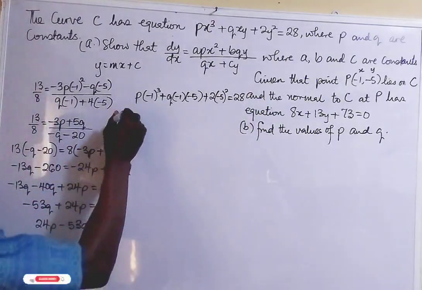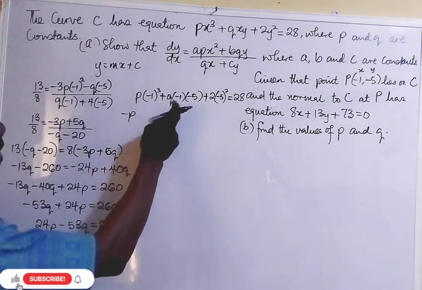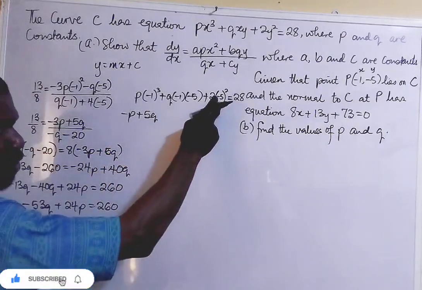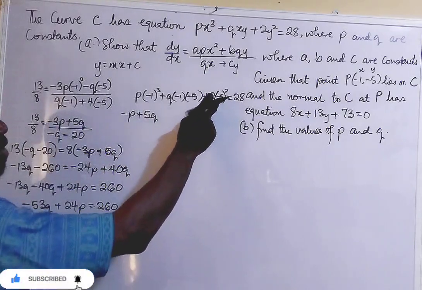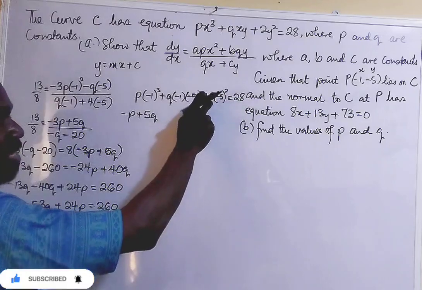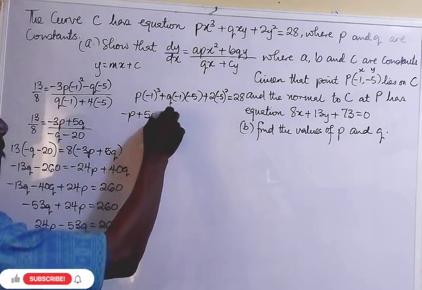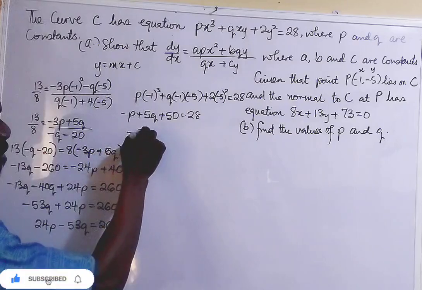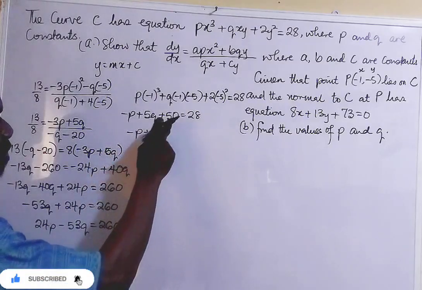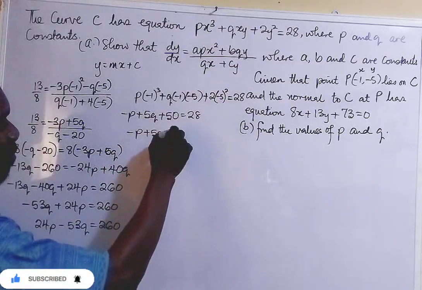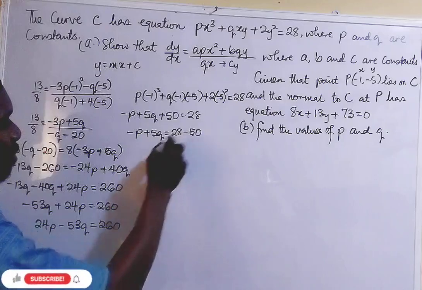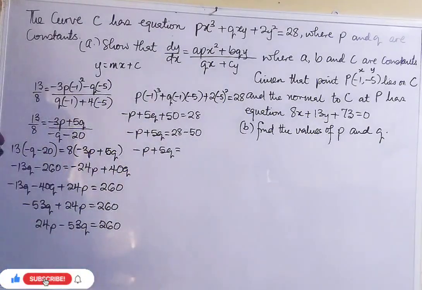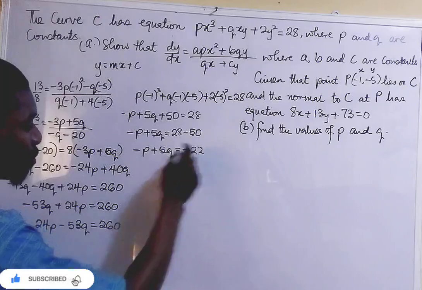Alright, so here we have negative p. Now this is plus 5q. Now this should be 25, right? And 25, that is negative 5 raised to the power of 2 is 25. Then times 2, that will give us plus 50. Then equals 28. So here we have negative p plus 5q equals, taking 50 over to the right hand side, we have 28 minus 50. So here you have negative p plus 5q, then equals 28 minus 50 should give us negative 22.